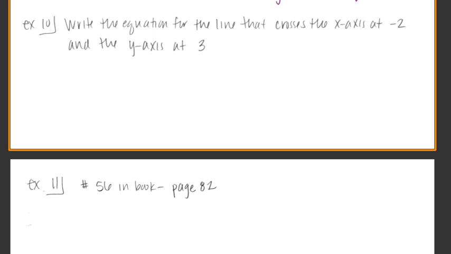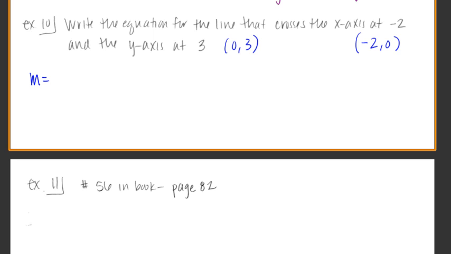Okay, let's go on to example 10. Here in 10, what they want us to do is write an equation again, and they're going to give us pieces of information. We know that we cross the x-axis at negative 2, and we cross the y-axis at 3. Okay, well, we need to interpret this a little bit more. We cross the x-axis at negative 2, so that means that really the coordinate is (negative 2, 0), right? And then we cross the y-axis at 3, so that's the point (0, 3).